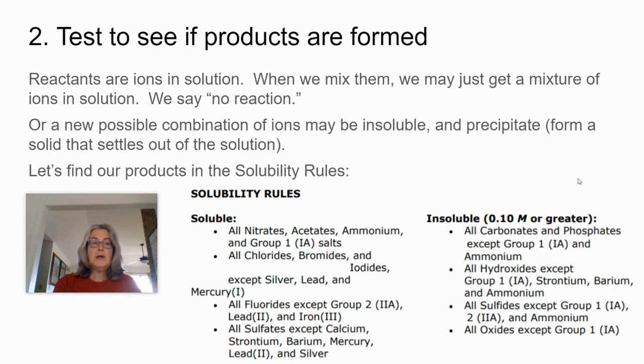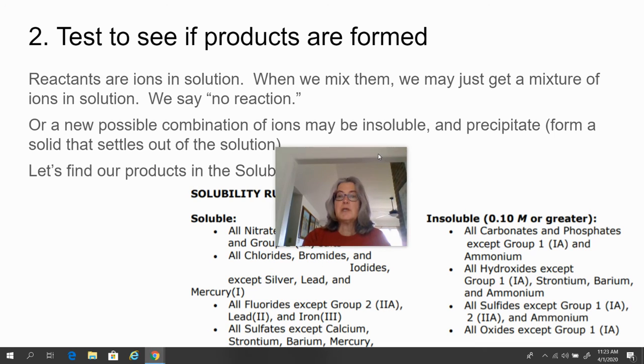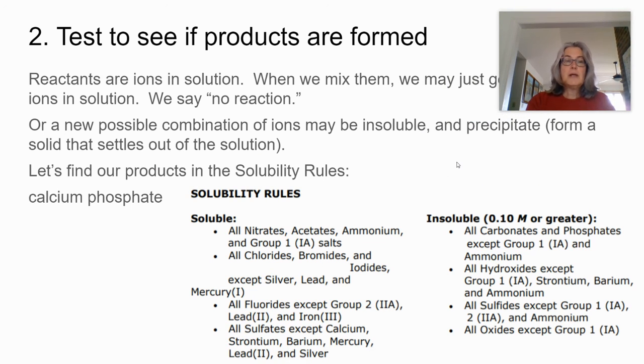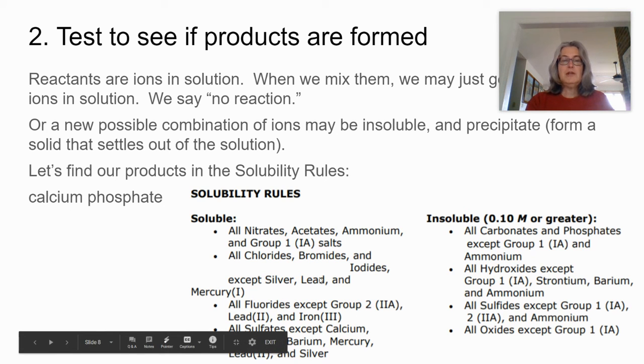So let's find the products to our previous reaction using the solubility rules. All right, calcium phosphate was our first product. We don't have the periodic table in front of us, but calcium is in group 2. Group 2 are only in here as exceptions.